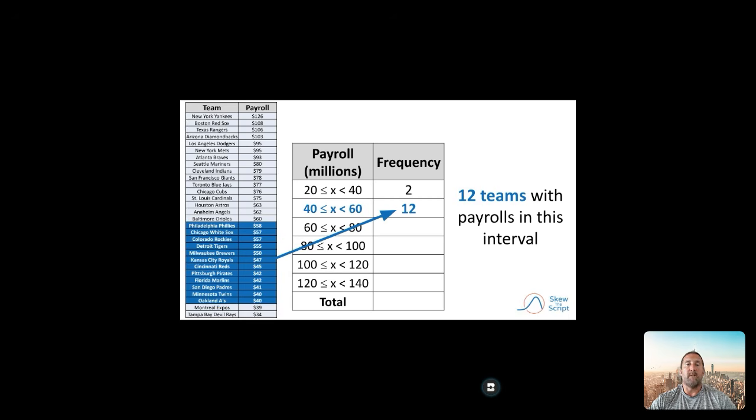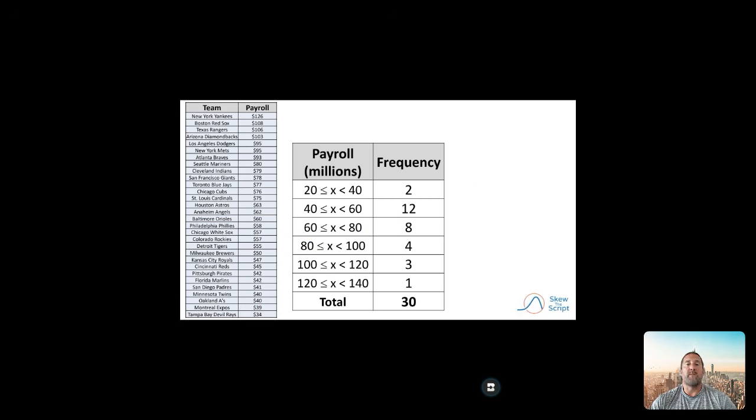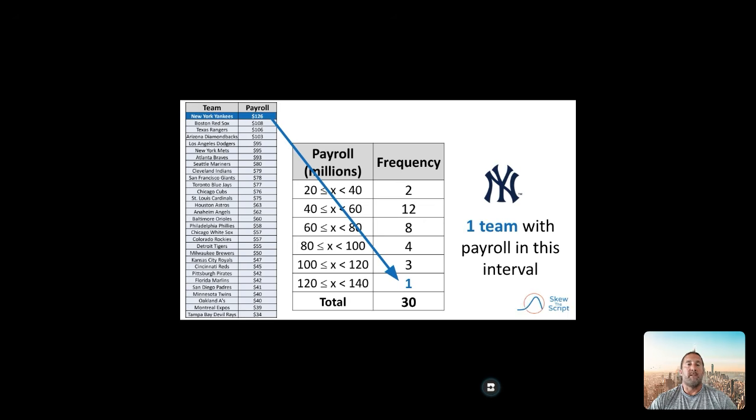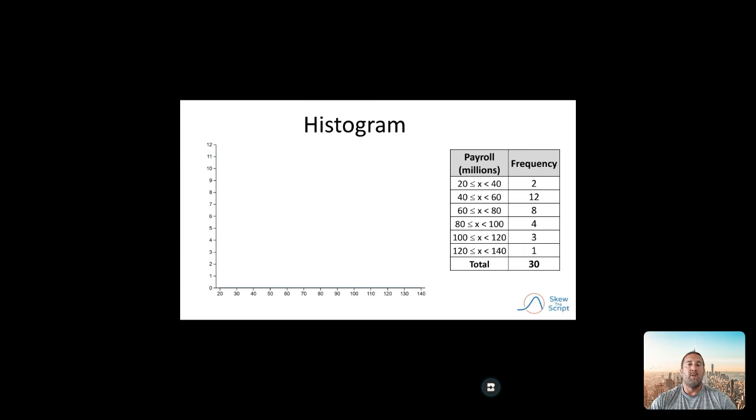Instead, they go into the next bin where there are 12 teams. And we can fill in the rest for a total of all 30 teams captured from our data set. And it's worth noting that only 1 team had a payroll in the highest interval, the New York Yankees. Using our table, we can now construct a histogram.